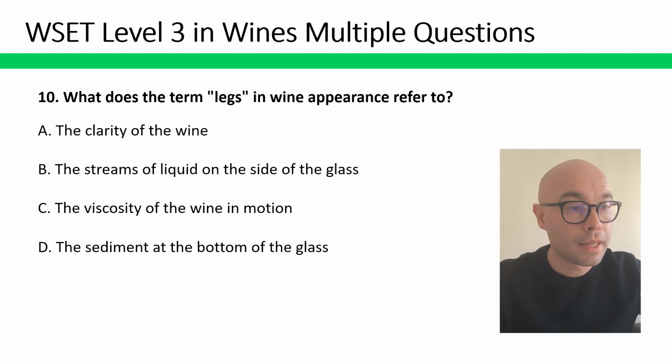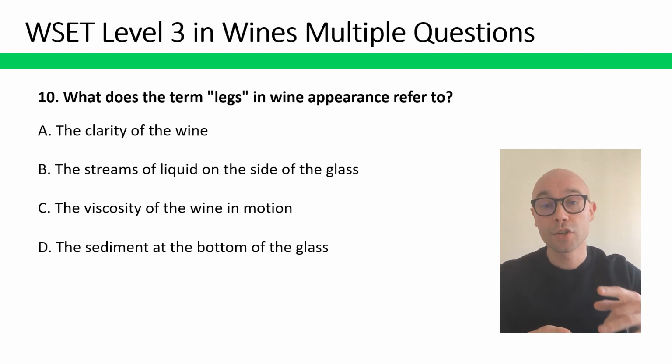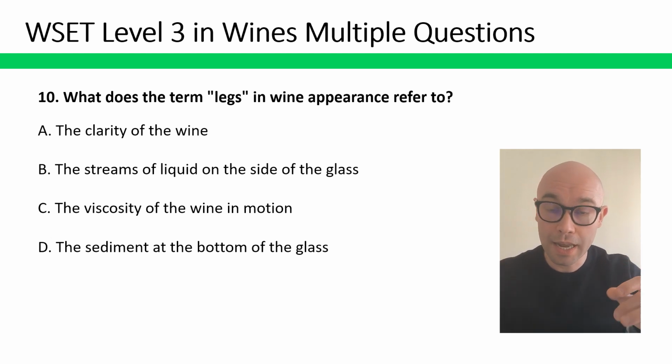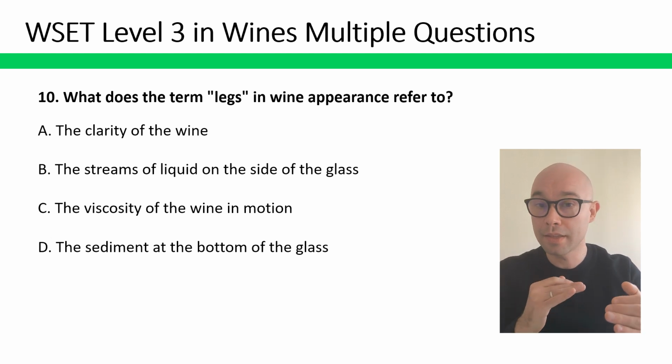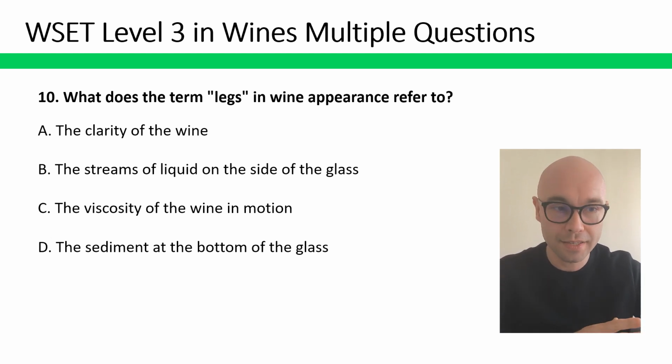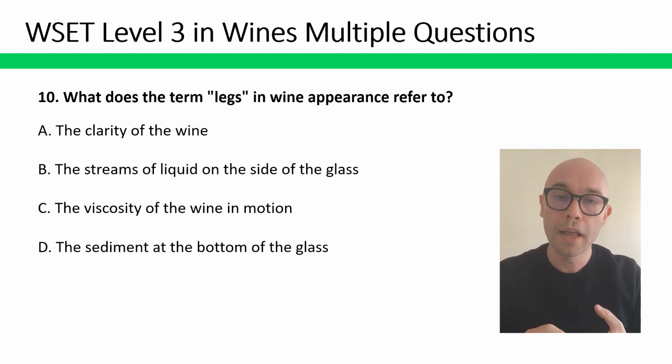What does the term legs in wine appearance refer to? The clarity of the wine, the streams of liquid on the side of the glass, the viscosity of the wine in motion, the sediment at the bottom of the glass. The correct answer is B, the liquid on the side of the glass. So this is when you swirl the glass and you're seeing the wine coming down, and this can give you an indication of, yes, C, viscosity, which can show residual sugar and also alcohol levels in the wine.